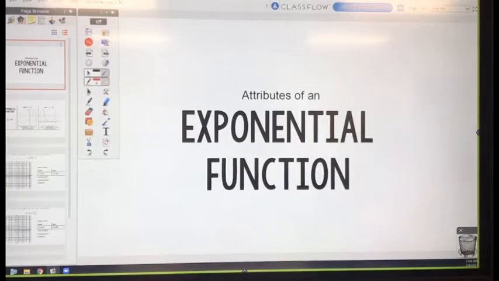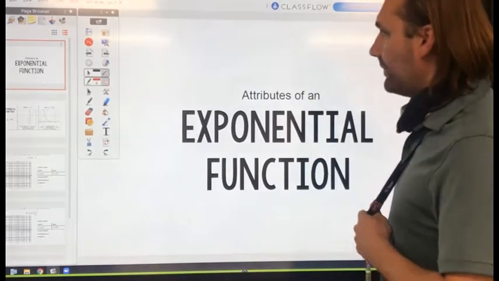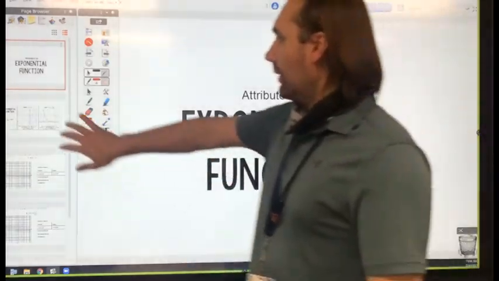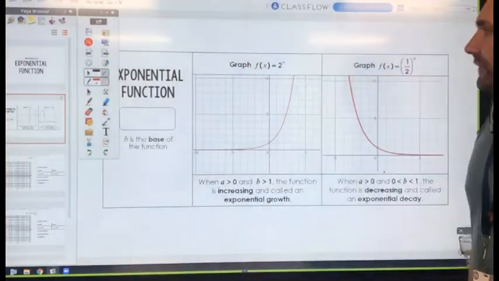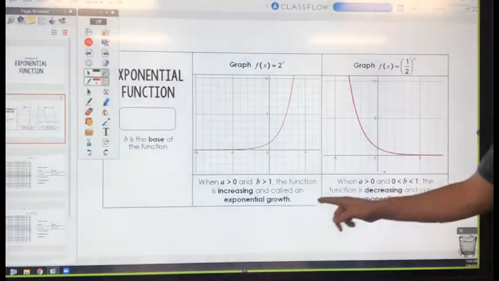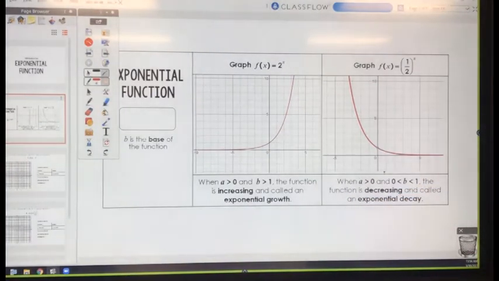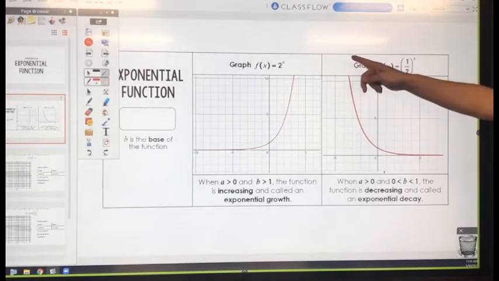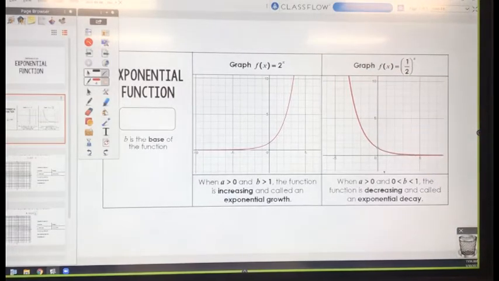For today, let's look at attributes of an exponential function. There are two types of exponential functions. The type that grows exponentially, so you have exponential growth. And then there's the kind that declines very fast but then steadies out. That's exponential decay.